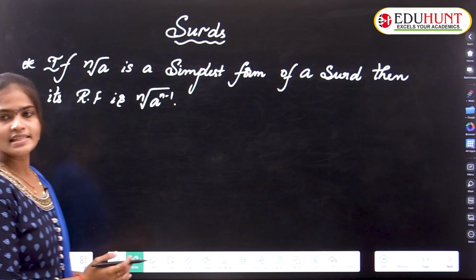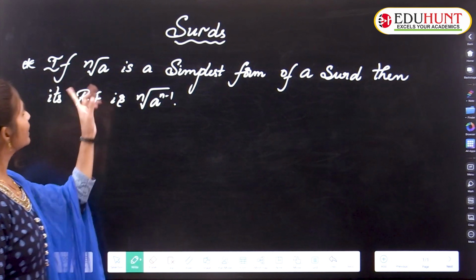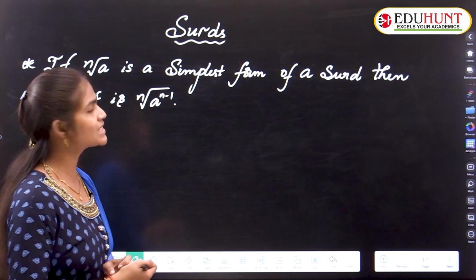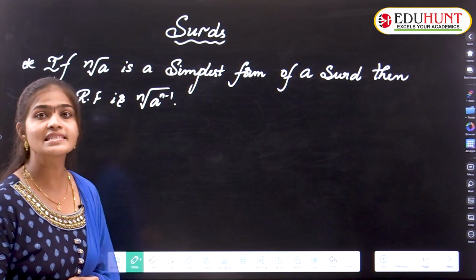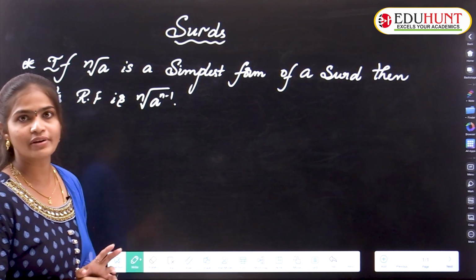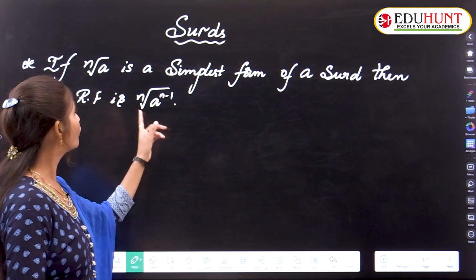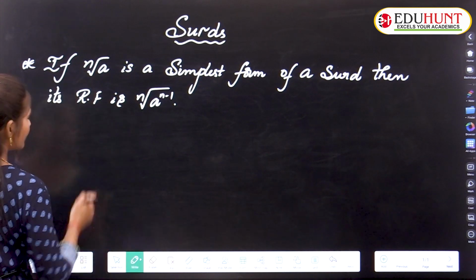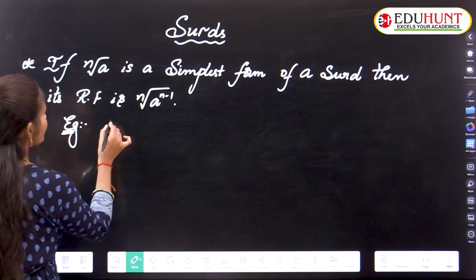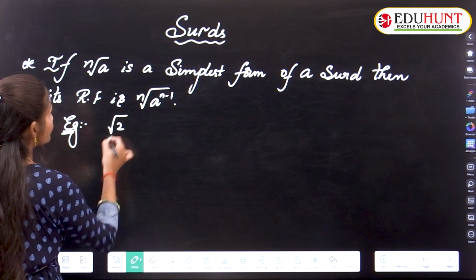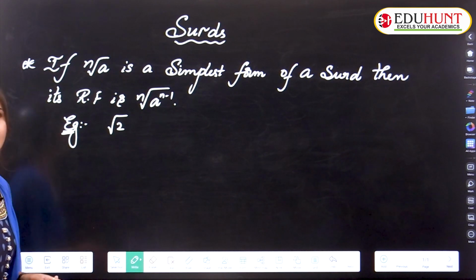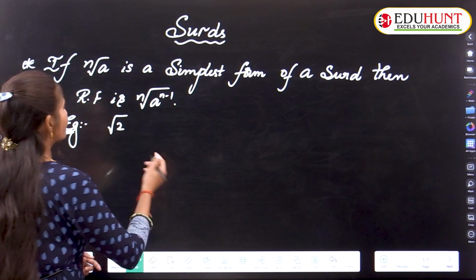Okay, so children, see here, after that we have that if nth root of a is the simplest form of a surd, then its rationalizing factor is nth root of a power n minus 1. See here, example: square root of 2. Square root of 2 is there, which means its rationalizing factor is again square root of 2.